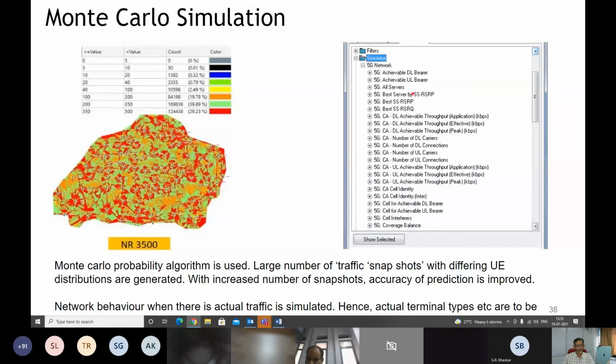Monte Carlo is actually a probability algorithm. Monte Carlo means, you know, there is a gambling kind of place, I think, and from that this name has come. Monte Carlo is a way of throwing the traffic, where the UEs or the handsets are distributed in a certain way. Again it is changed and put in different ways. So many iterations of the locations of the UEs are done on the plot. After doing a large number of iterations, you do 100 times, 200 times, like that.